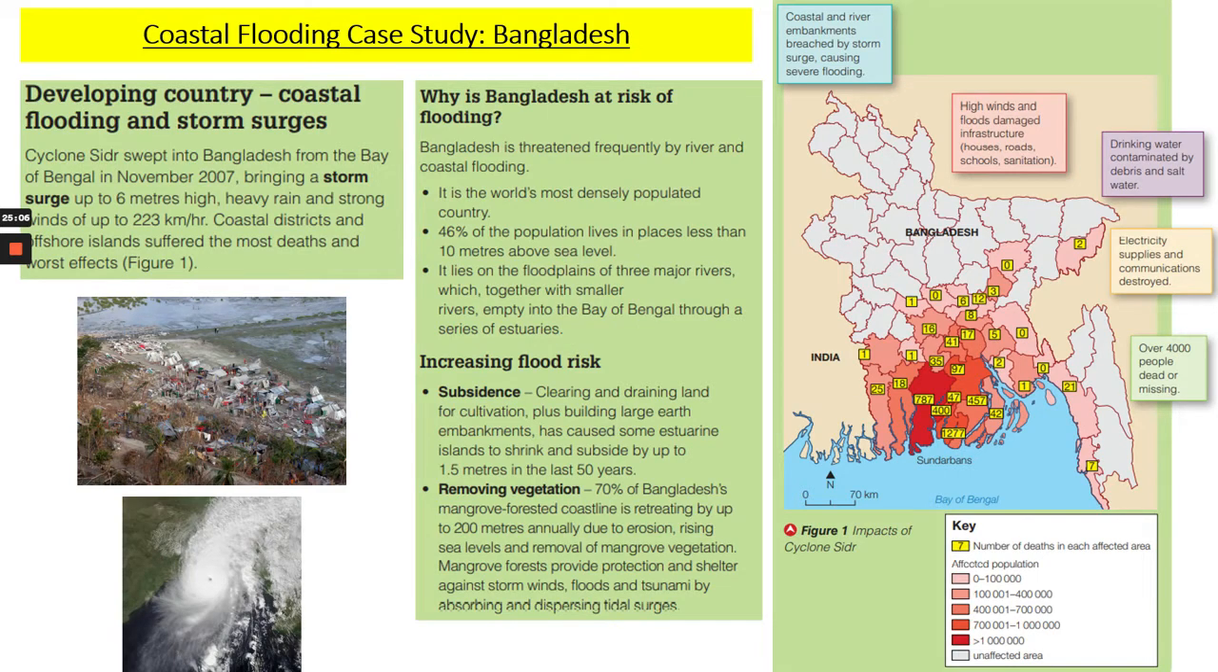And finally, as you can see on the map on the right hand side, this is the impact of Cyclone Sidr itself. So the cyclone itself and leading to the flooding. So we can see that in a lot of areas in the south coast, we have over 400,000 people, but up to over 1 million people being affected as a result of the storm surge itself. We had coastal and river embankments breaching, high winds and flood damage, drinking water contaminated as a result, electricity supplies and communications were destroyed as well, and finally it was determined that over 4,000 people were dead or missing as a result of the 2007 event itself.